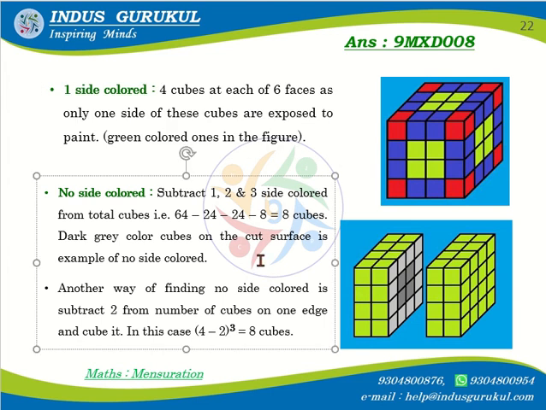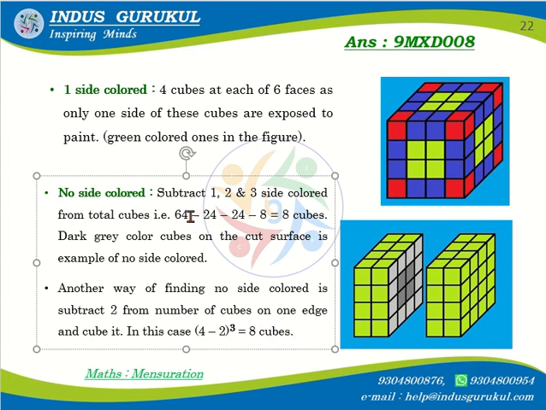If we have to find out a cube which is no side colored, now if we try to cut the cube in between and see the interior, you see these 4 cubes on this side and automatically 4 on this, so these 8 cubes are no side colored. It means simply, whatever the length, if we subtract 1 from this side and 1 from the other side and cube it, which is 2 cubed, the 8 is the answer.